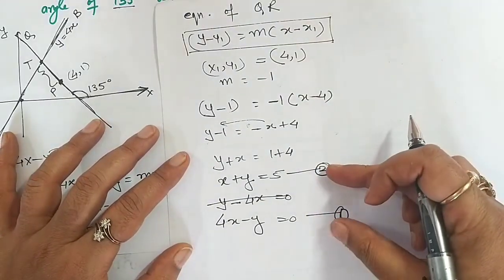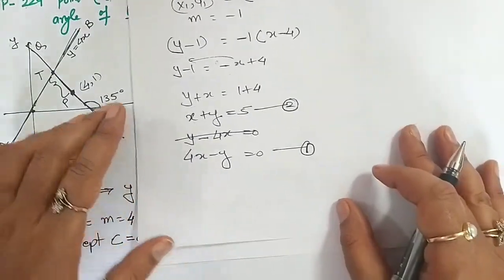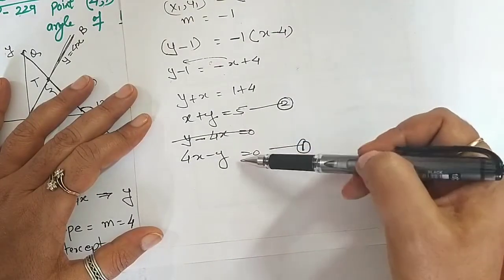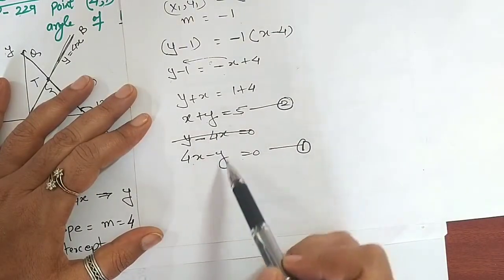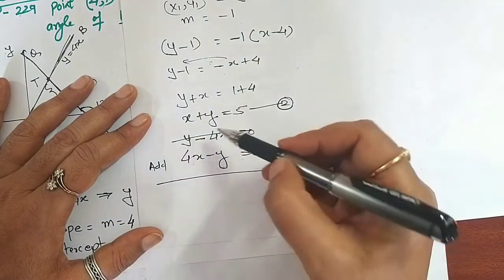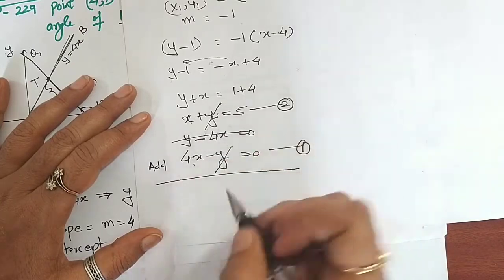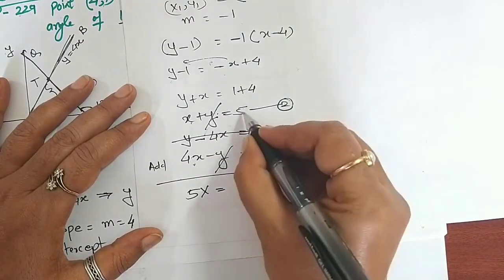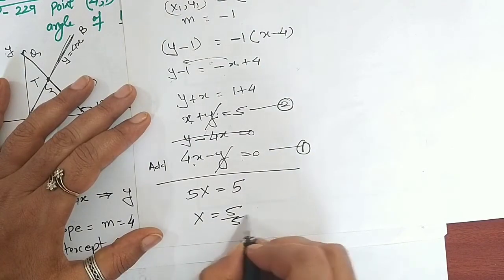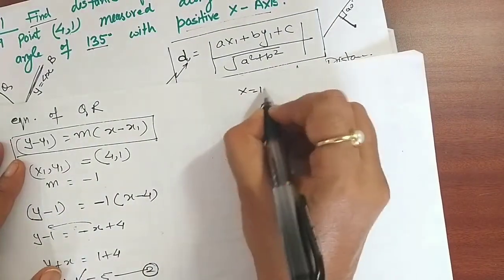Now I will solve these two. How to solve these two equations? Guys, in order to solve it, we want to eliminate either x or y. So let me add these two equations. If I add, the y and y will cancel. So 4x plus x is 5x, and 0 plus 5 is 5. So what is x? 5 by 5, which is 1. So at least I got x equal to 1.